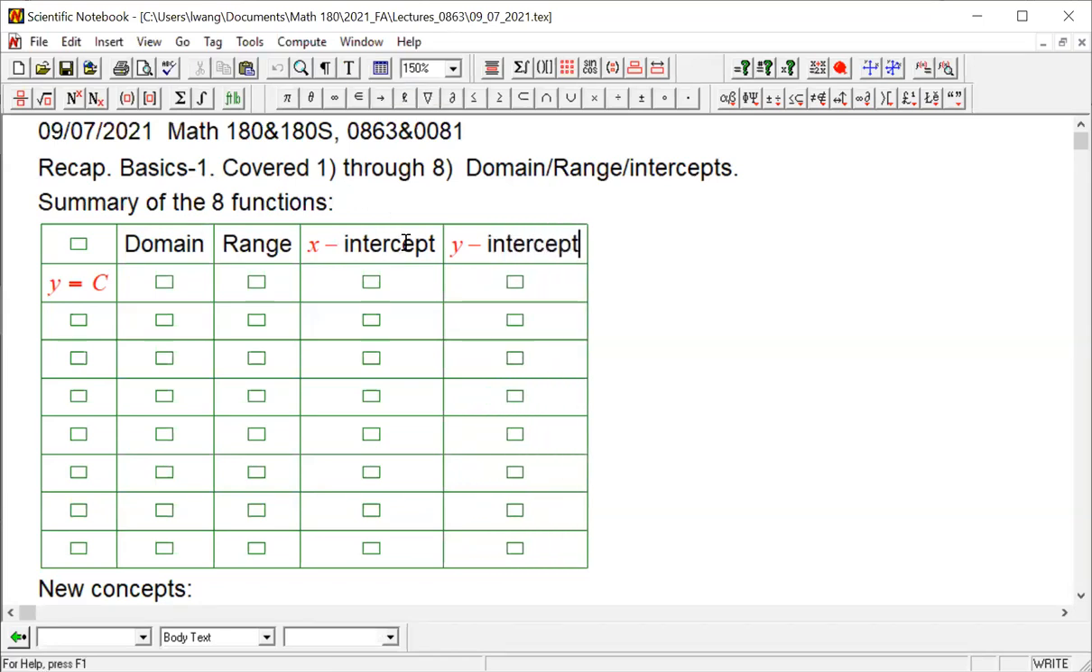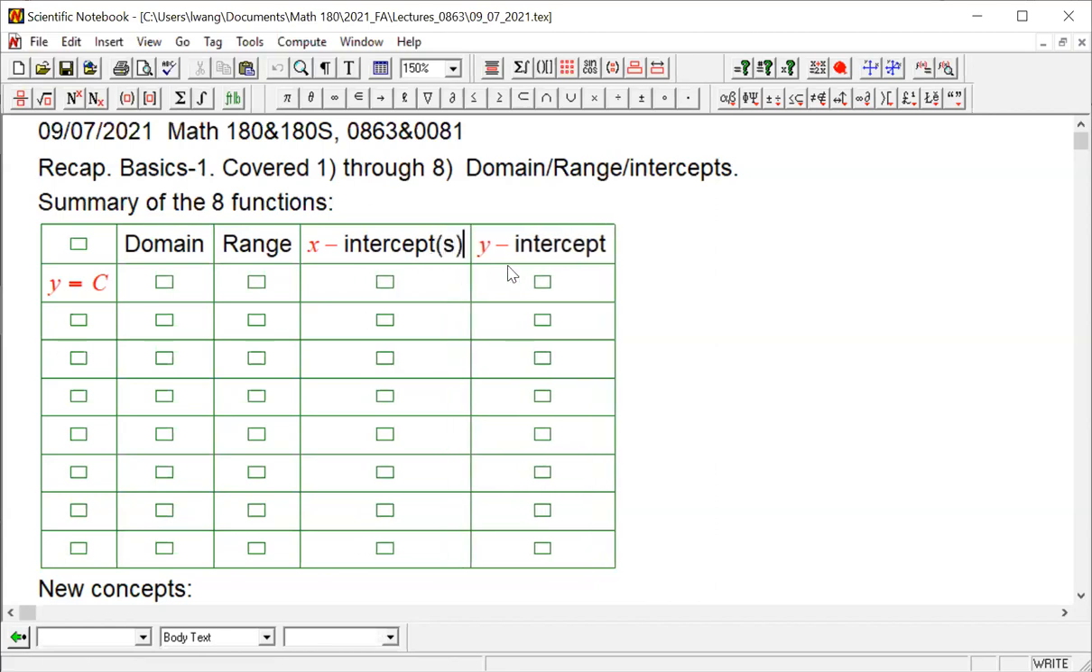In here, intercept, x-intercept, I'm going to put a possibly plural, and y-intercept is singular. And I want you guys to think about why the x-intercept could be plural and y-intercept must be singular. Okay, so leave that question. And of course, the domain. Anybody want to contribute about the domain of the constant function?